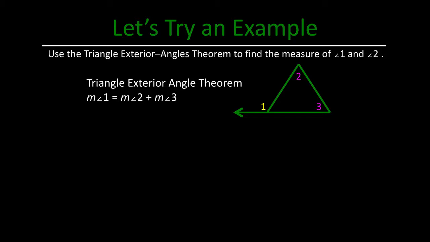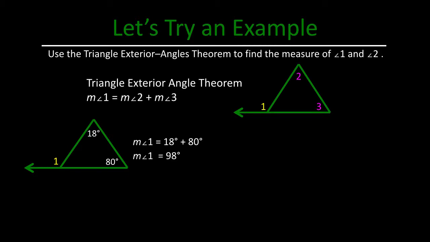And let's begin with our first example. We have our remote interior angles equal to 18 degrees and 80 degrees. So let's find the measure of angle 1, and we'll use our equation. We'll substitute in what we know. So the measure of angle 1 equals 18 degrees plus 80 degrees. Add those together, we have the measure of angle 1 is equal to 98 degrees.